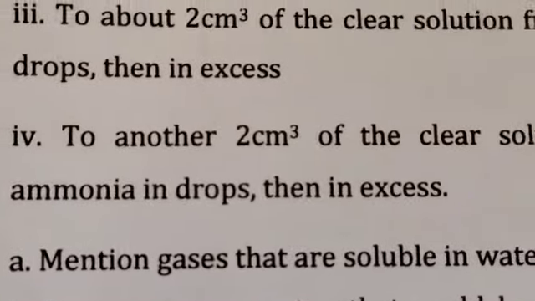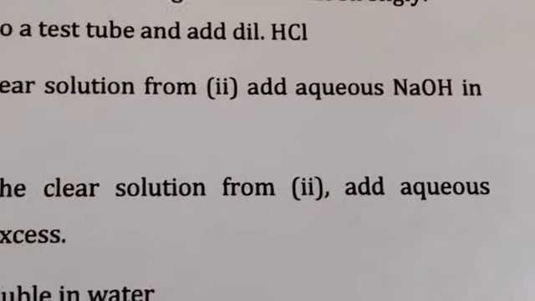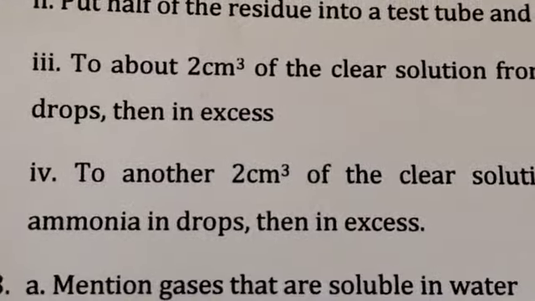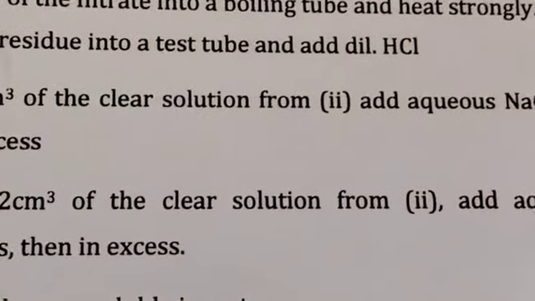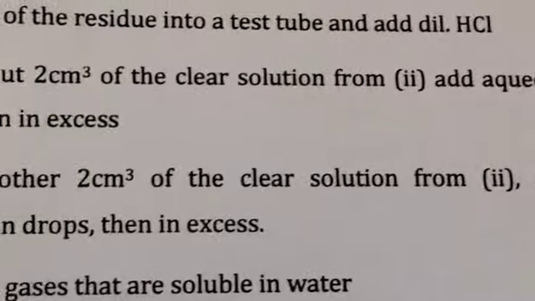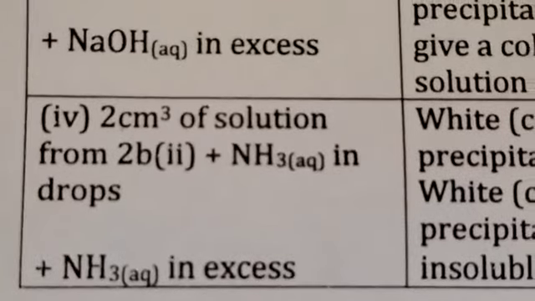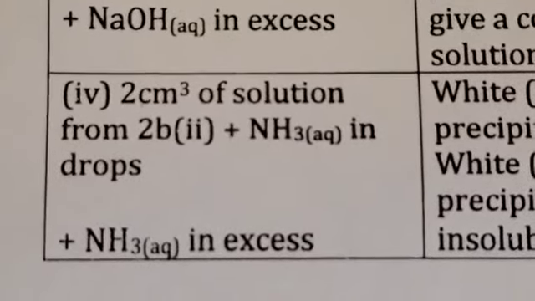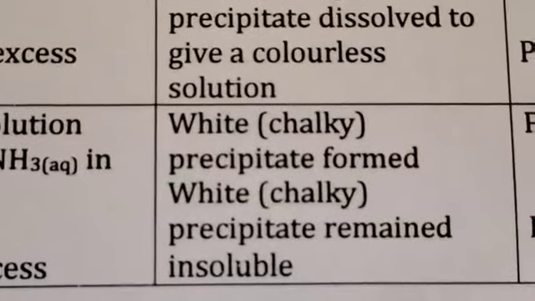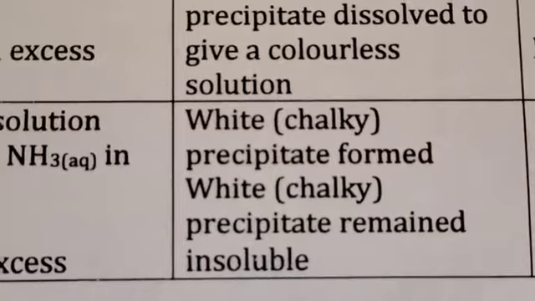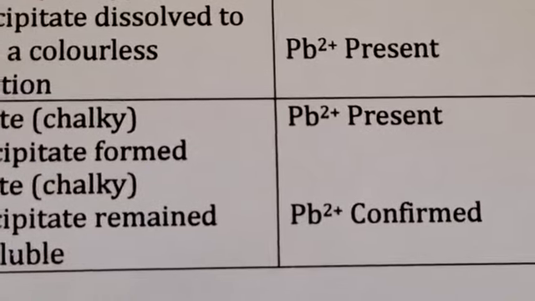Then question IV says, to another 2 cm³ of the clear solution from II, add aqueous ammonia in drops, then in excess. Let's go to the solution. IV. 2 cm³ solution from 2BII plus aqueous ammonia in drops. Observation: white (chalky) precipitate formed. Lead-2 ion present. We don't bring in calcium here because calcium doesn't react with ammonia.